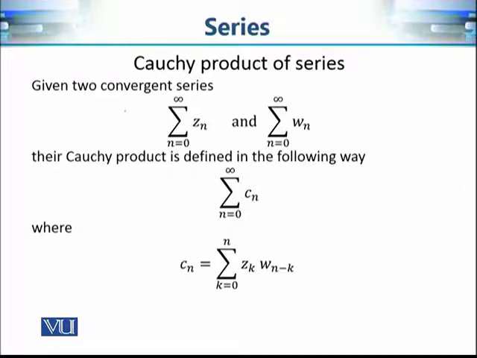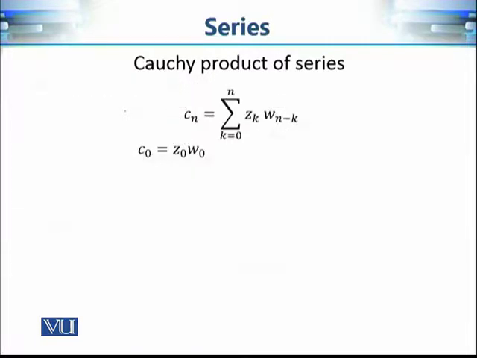Now here we can see that if we take n equal to 0, then it is going to be C0, and C0 is going to be equal to the sum over k equal to 0 to 0, and there's only going to be one term, Z0 and W0. And similarly, so on. Now as we have discussed, when n is equal to 0, then C0 is Z0 W0.